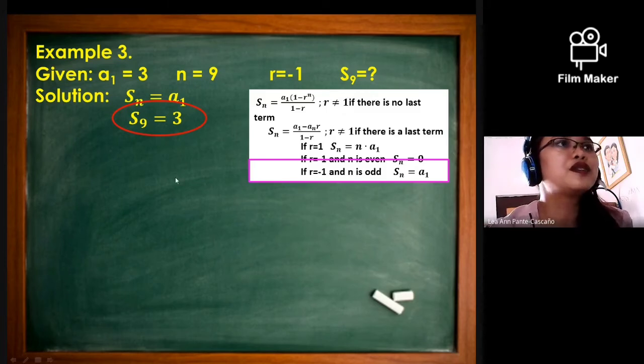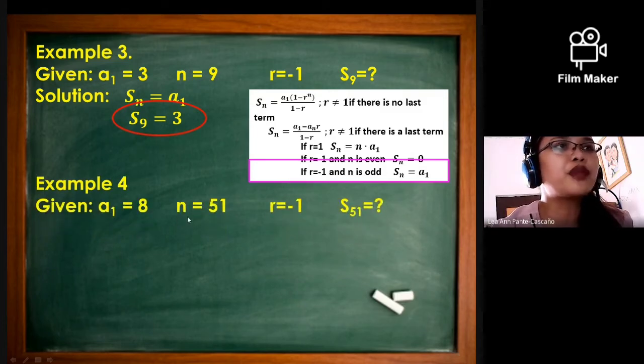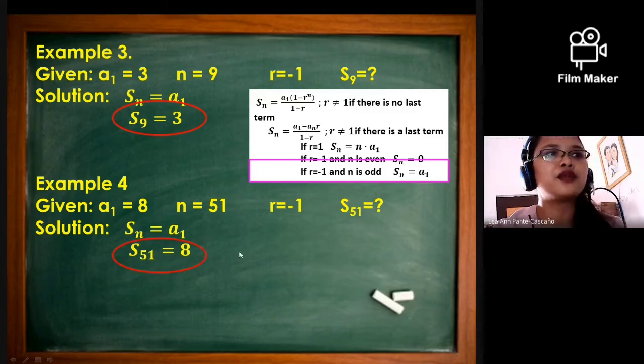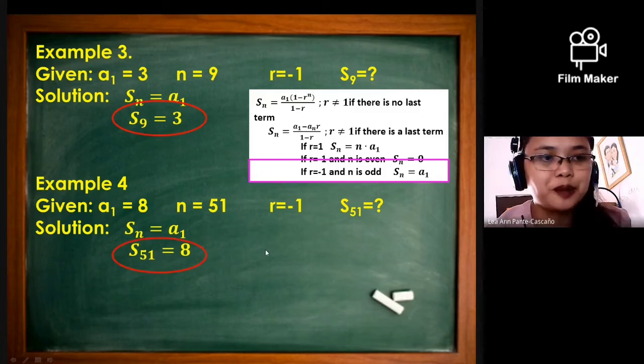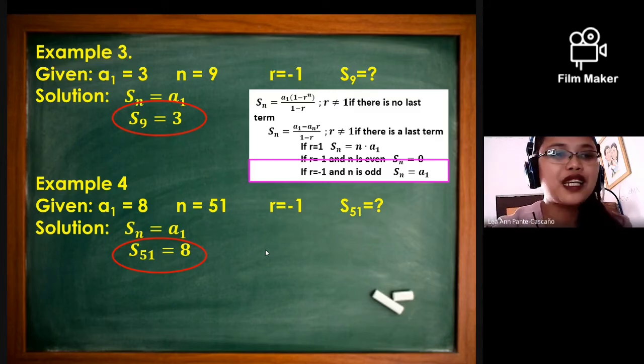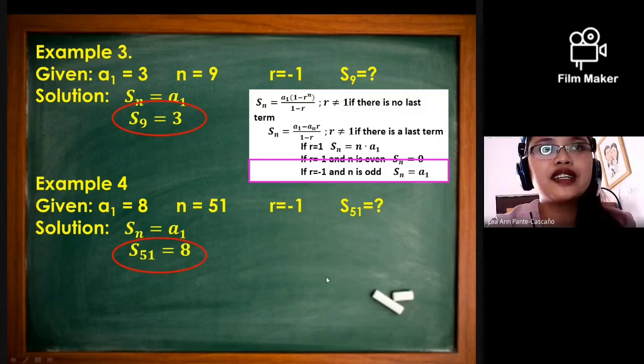Wala nang tanong? Sige. Example number 4. First term is 8. Number of terms is 51. Still, the ratio is -1. Ang ating n is still odd since this is 51. So, we're looking for s sub 51. Ito yung formula. S sub n equal to the first term. S sub 51 equal to the first term, which is 8. And that will be the answer. Tapos na tayo sa example na yan, pero hindi pa tayo tapos. Meron pang iba pa.